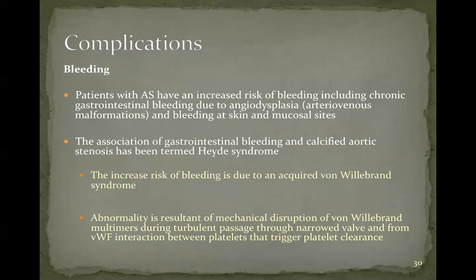The increased risk of bleeding is due to an acquired von Willebrand syndrome. This abnormality is a result of mechanical disruption of von Willebrand multimers during turbulent passage through your calcified valve, and due to interactions between von Willebrand factor and platelets that trigger platelet clearance. This is something really important to know.